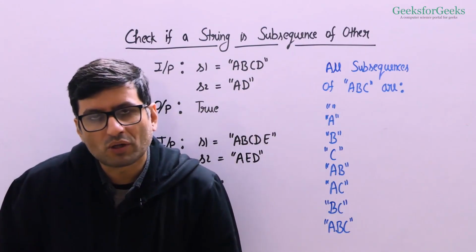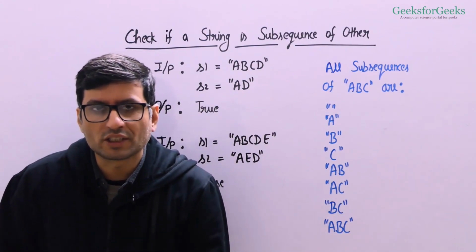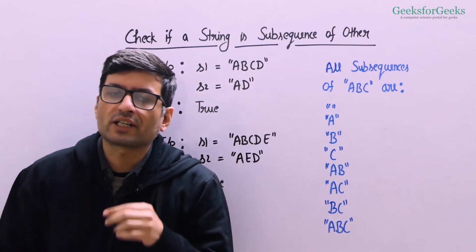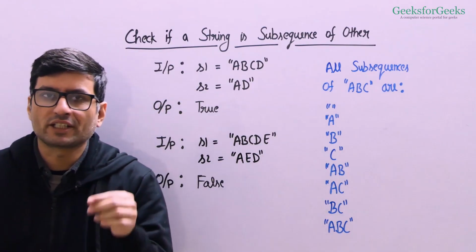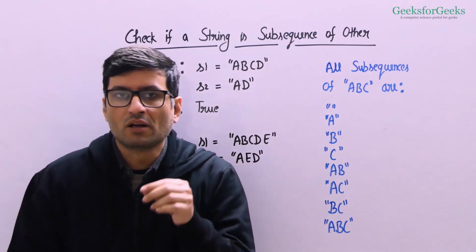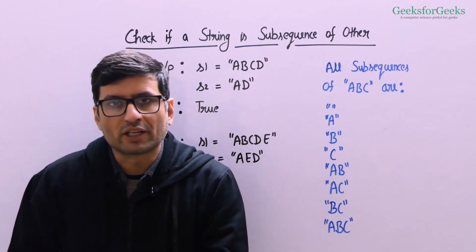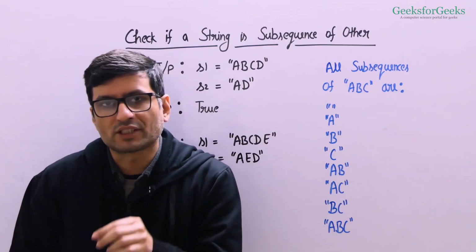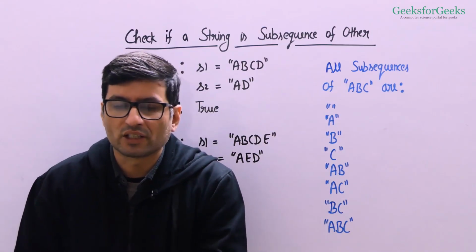Let us talk about this problem. We are given two strings s1 and s2. Our task is to find out whether string s2 is a subsequence of s1 or not. We are going to return a boolean value. We will return true if s2 is a subsequence, otherwise we will return false.